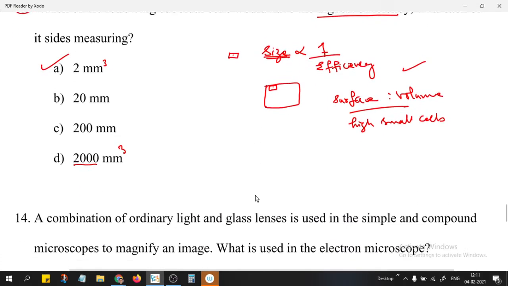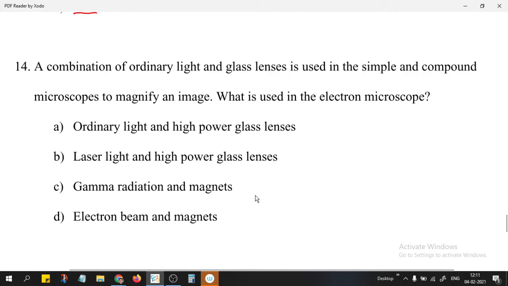Okay, good. Next point. A combination of ordinary light and glass lenses is used in the simple and compound microscopes to magnify an image. What is used in the electron microscope? So D, the electron beam and magnets. Correct? Whereas in the ordinary microscope, we are using the ordinary light, that is the white light, and we are using the glass lenses.